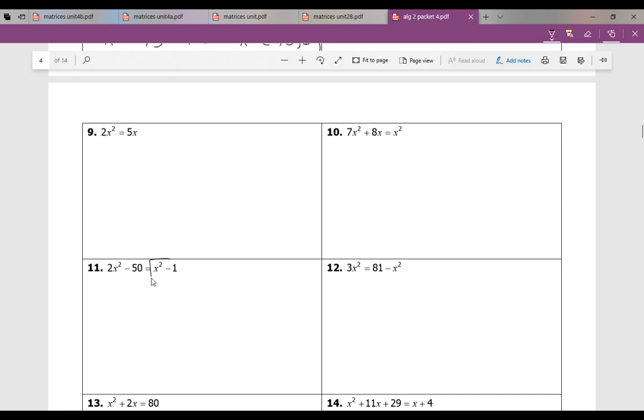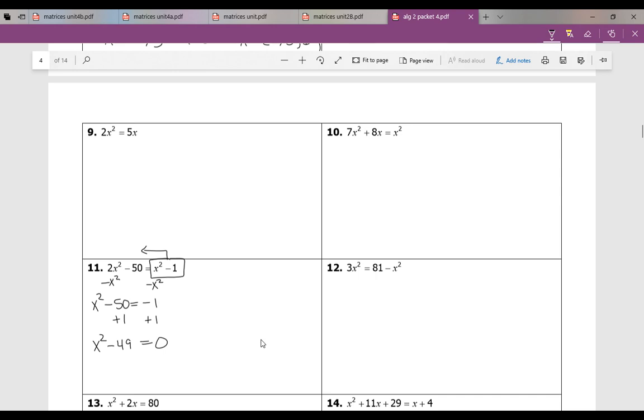Which means I'm going to move both of these terms to the other side. So the first thing I'm going to do is subtract the x squared from both sides. That would give me x squared minus 50 equals negative 1. Then I'm going to add 1 to both sides. And that gives me x squared minus 49 equals 0. So I had to do a lot of moving to get 0 on that right-hand side.